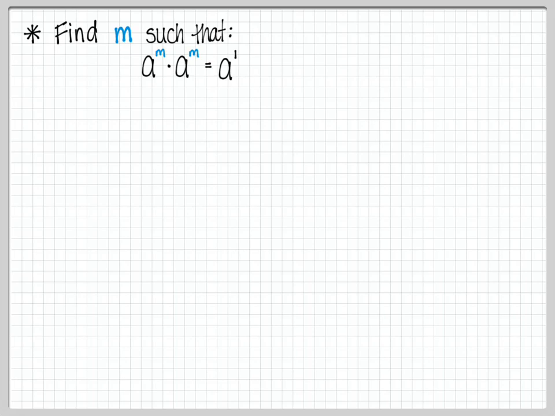Now, I want us to take a look into this idea. I want you to find some m such that if I take a to the m times a to the m, it's going to equal a to the first. I want you to think about that. In fact, it'd be really good to pause the video and try to do this on your own. When you unpause it, you'll see how I approach this.